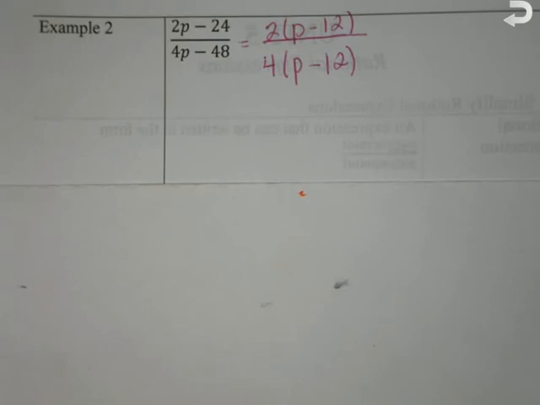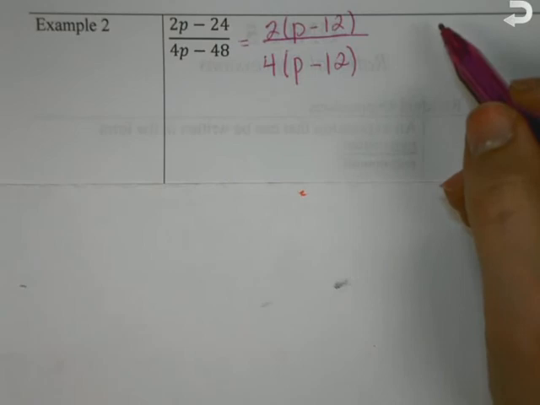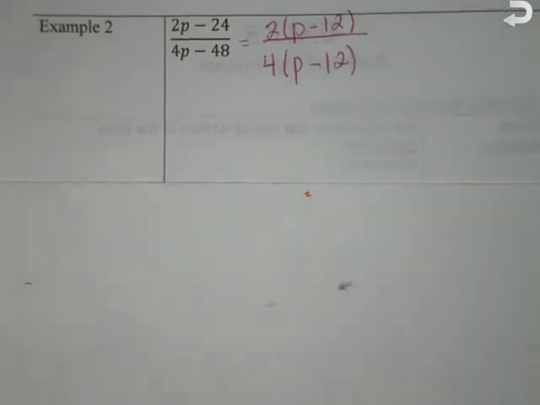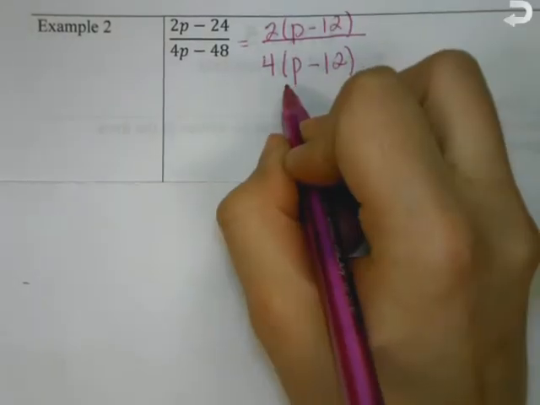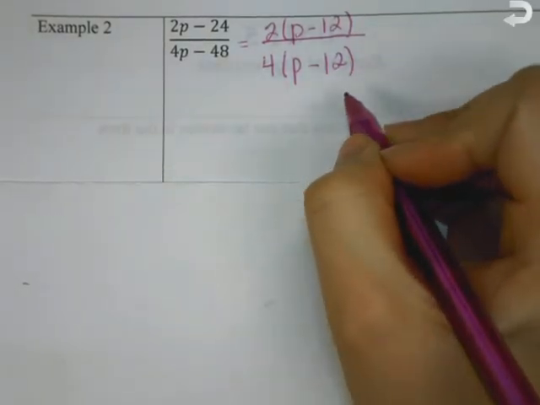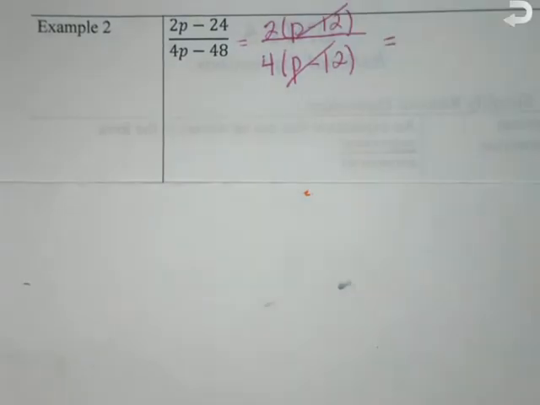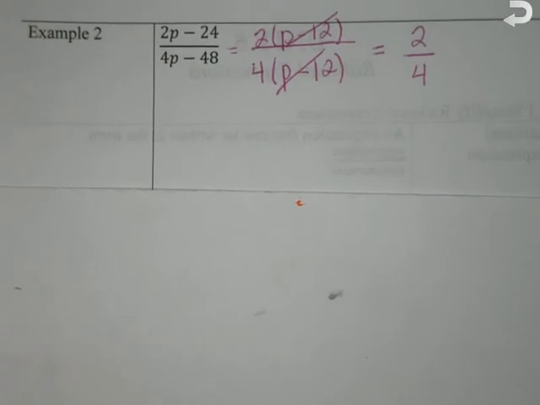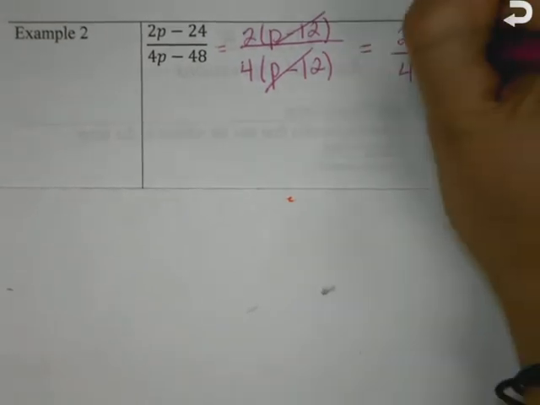Now step 2 said that I need to cancel whatever I can. Do you guys see anything that will cancel? Yeah, p minus 12 is in parentheses, right? So that means it has to stay together. But what do you notice? I have a p minus 12 on top and a p minus 12 on bottom. So can I cancel those? Yes, I can. So cancel those two things. So that's going to leave me with 2 over 4. It does reduce. What does 2 over 4 reduce to? Very good, 1/2.